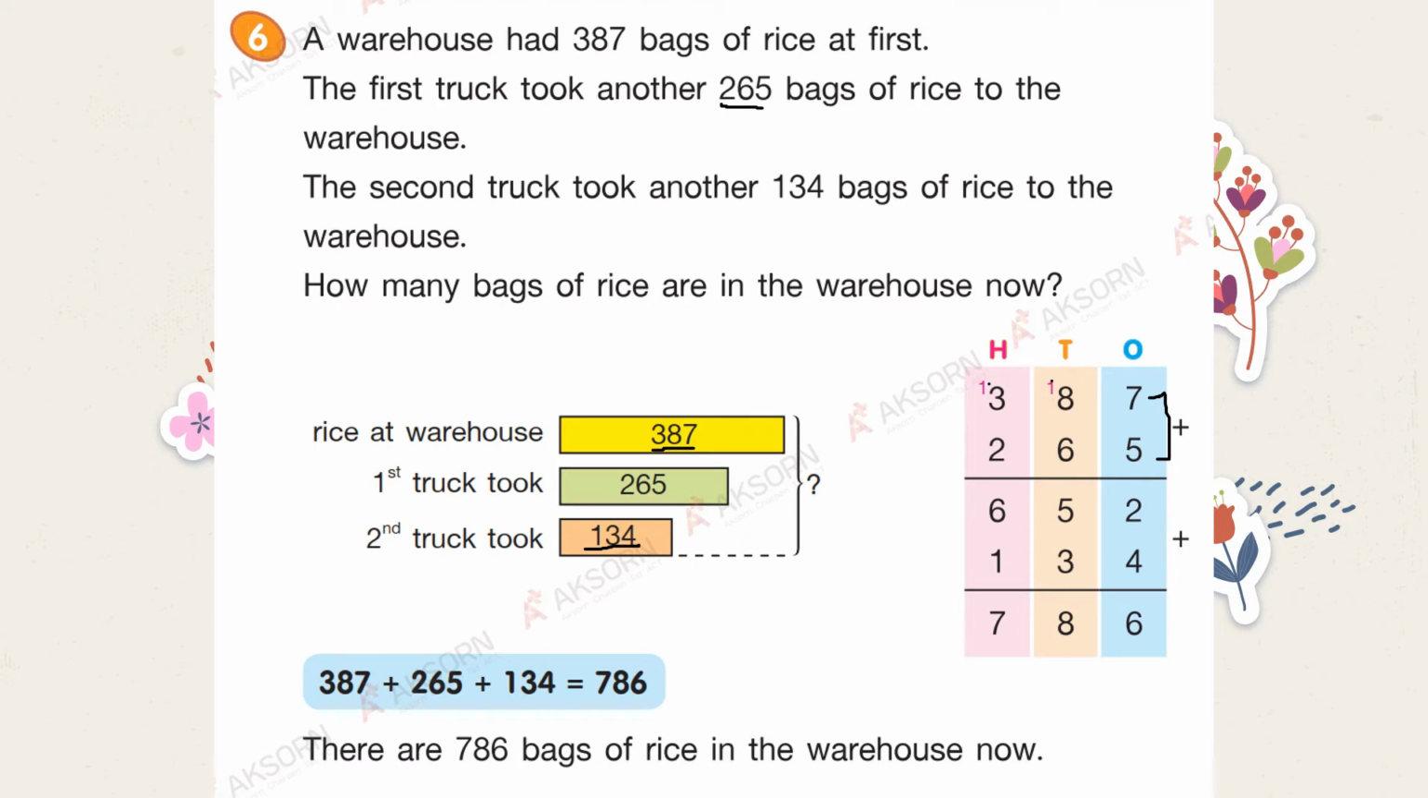Now we can add the 134. So we have 2 plus 4 is equal to 6, 5 plus 3 is equal to 8, and 6 plus 1 is equal to 7. So therefore, there are 786 bags of rice in the warehouse now. Okay, so those are the examples that we have in solving word problems.